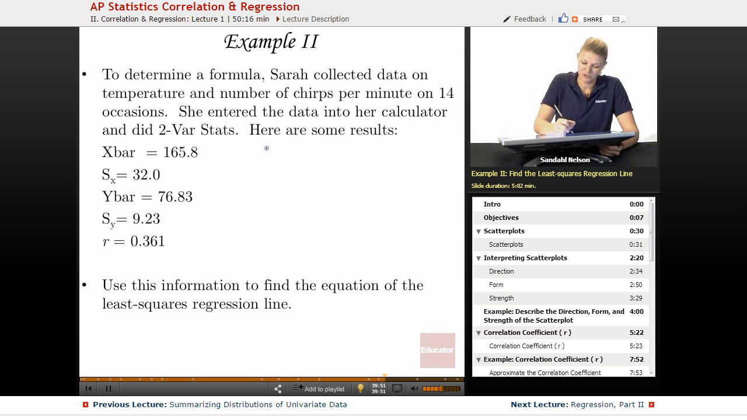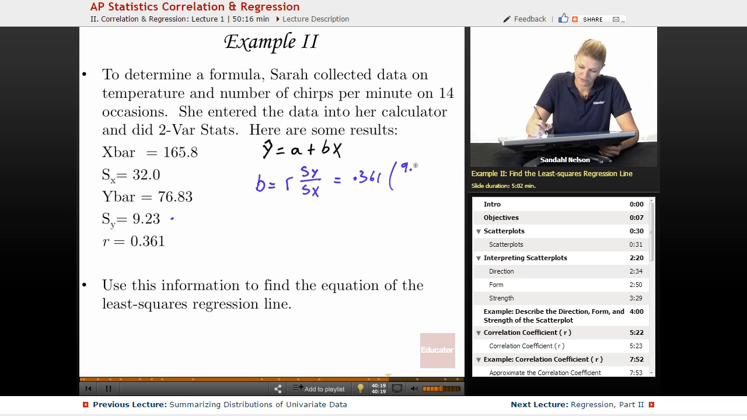So let's remember, the least squares regression line is y hat equals a plus bx. So you have to start by finding b, because you can't find a until you've found b. So remember that b is r, the correlation coefficient, times the standard deviation of y divided by the standard deviation of x. So in this case, it's just going to be 0.361 times the standard deviation of y, 9.23, over the standard deviation of x, which is 32.